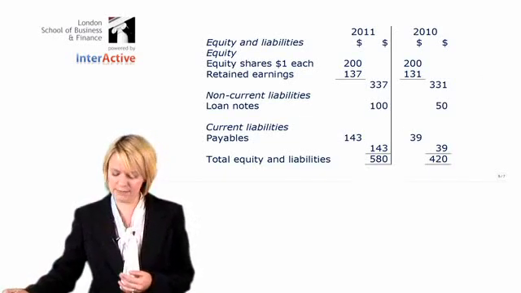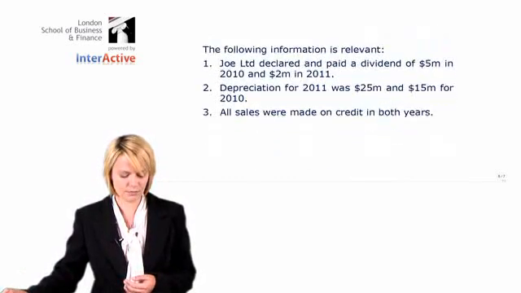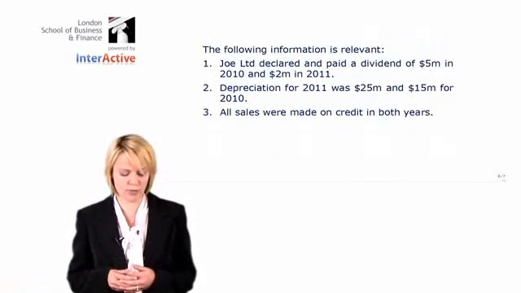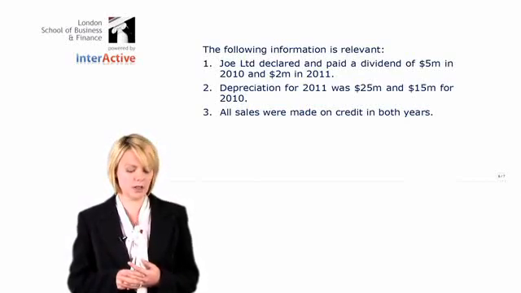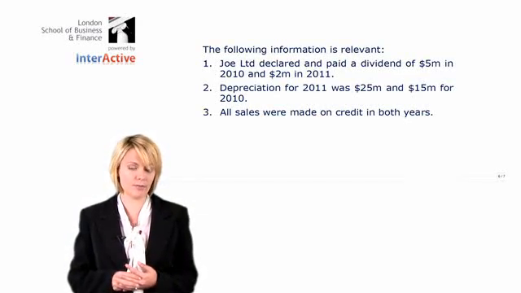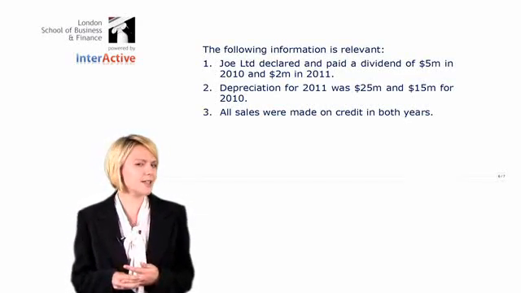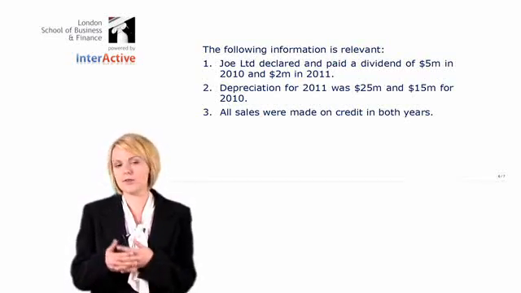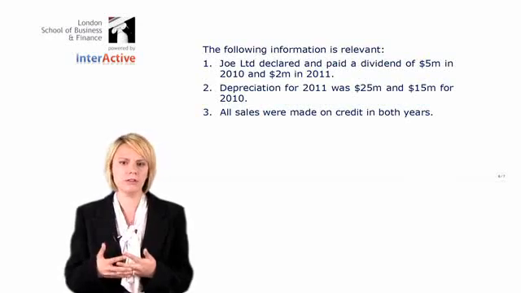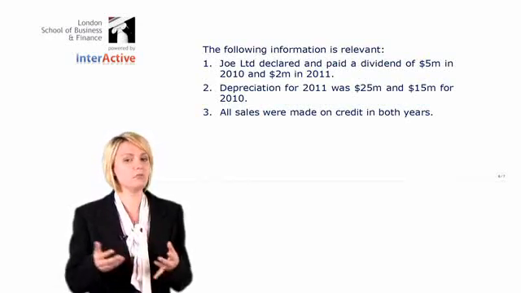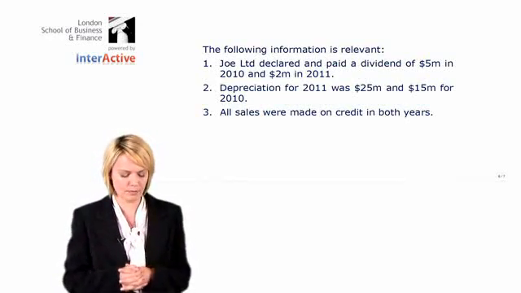Let's have a look at the additional information. The following information is relevant. Note 1, Joe Limited declared and paid a dividend of $5 million in 2010 and $2 million in 2011. So the dividend payment has gone down, and we can also say, well, profitability and cash has gone down. Is that right that they're paying a dividend? We'll have to have a look.